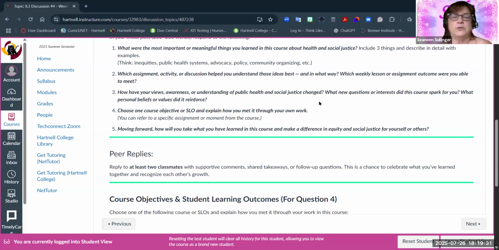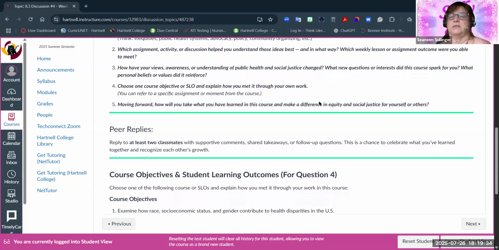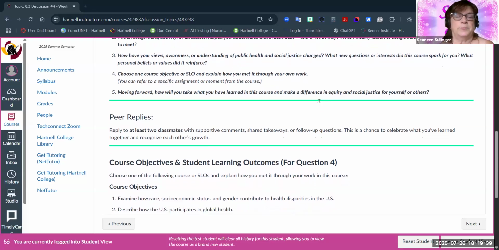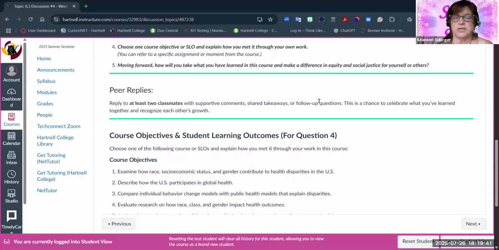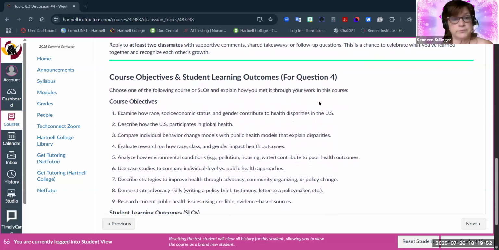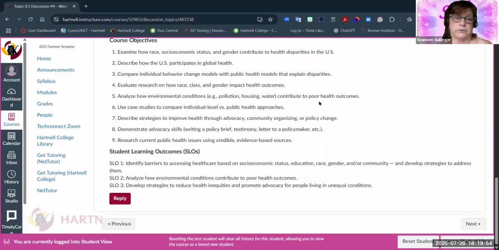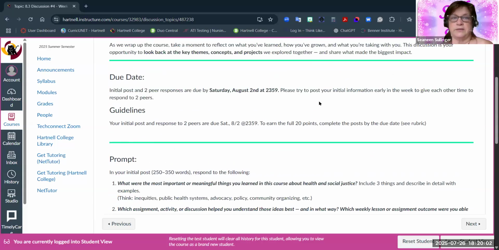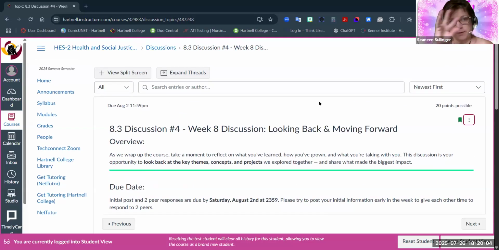And then moving forward, how will you take what you've learned in the course and make a difference in equity and social justice for yourself or others? And then reply to at least 2 classmates, supportive comments, share takeaways, very much like you have been doing. You guys have been so supportive in your discussion responses to each other. It's really been amazing. And so I did go ahead and post the course objectives and also the 3 student learning outcomes, they're right there for you to take a look at to answer question 4. So that is the discussion to kind of bring everything around full circle.